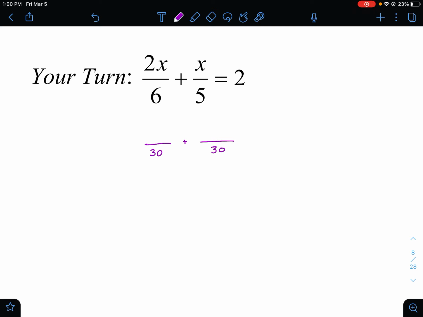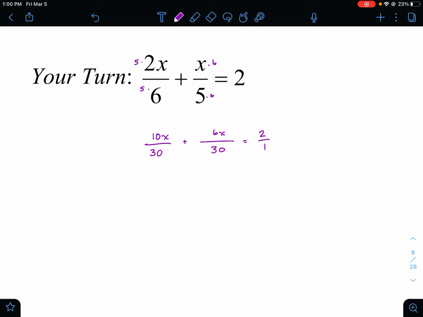Okay, so the common denominator of each of these is 30. That means the 6 I multiplied by 5, so I get a 10x in the numerator. I multiply the 5 by 6, so I get a 6x in the numerator. It's still equal to 2, but I'm going to make that 2 into a fraction, and you'll see why here in a second.